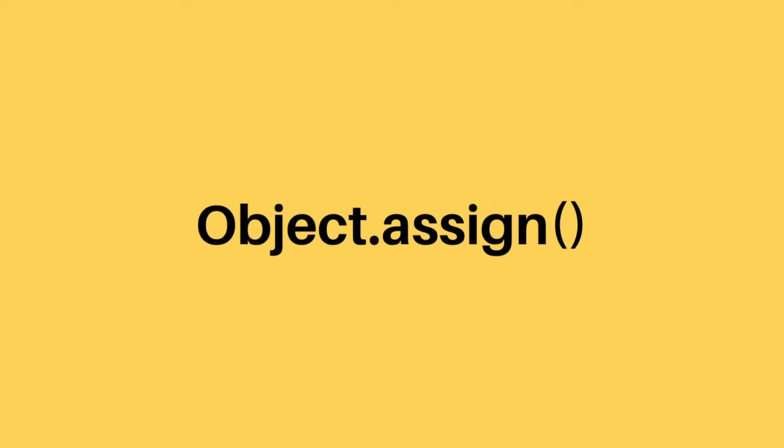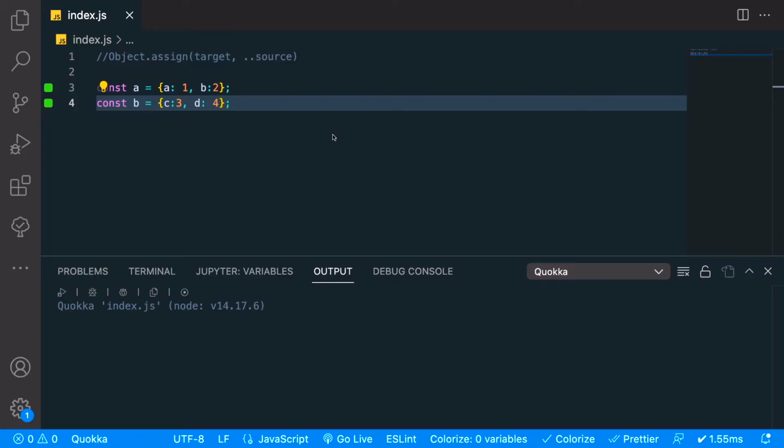Object.assign. From the definition, it states that it is used to assign enumerable and own properties from one or more source objects to a target object. It can be used to clone an object or merge objects. That is a mouthful, so let us take time to break down what these statements mean.